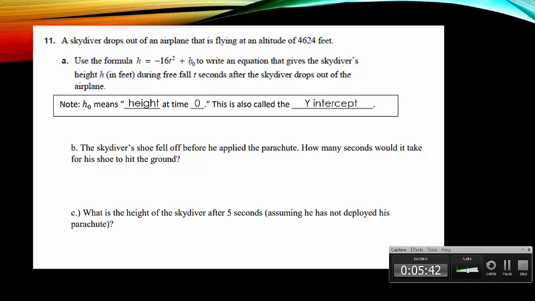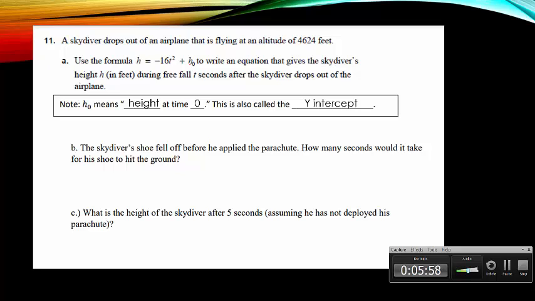That's just how we write it in physics world, in higher level math world. So if you ever see a letter with a subscript of 0, that basically means the starting amount, because 0 seconds have gone by since that object fell.